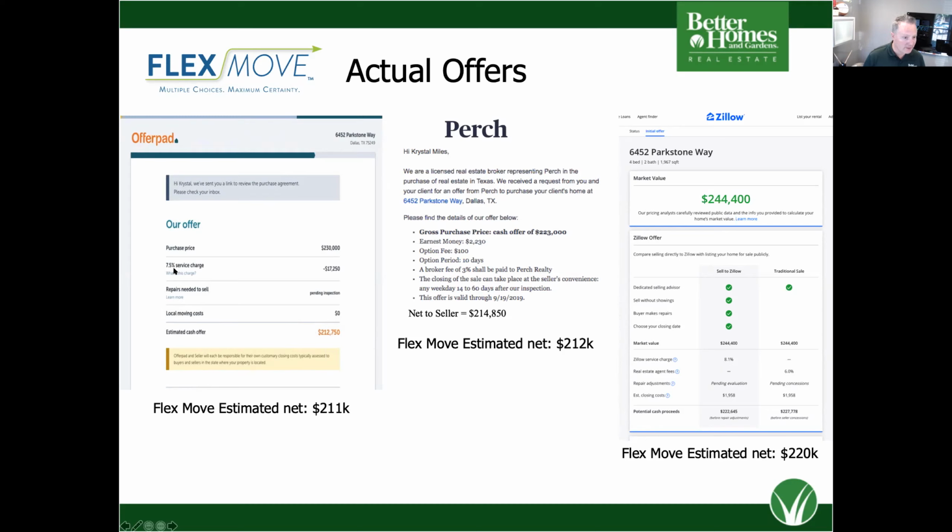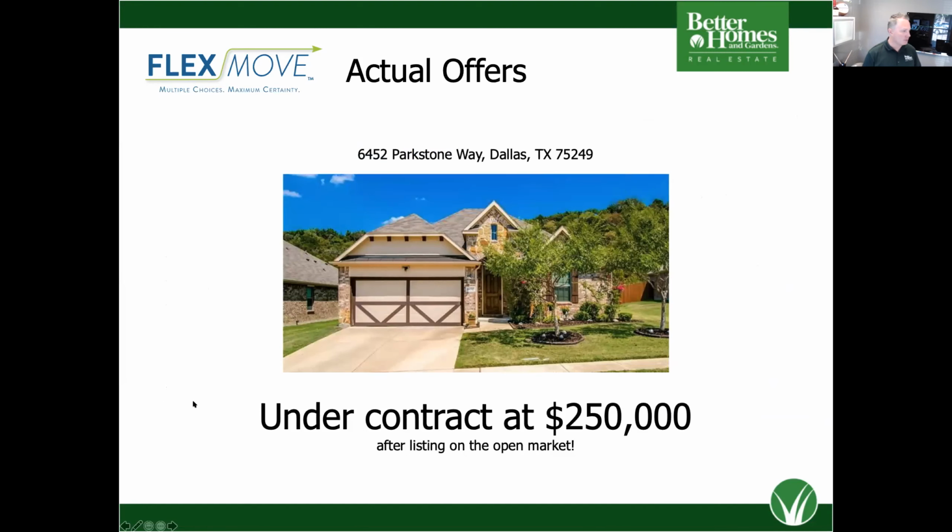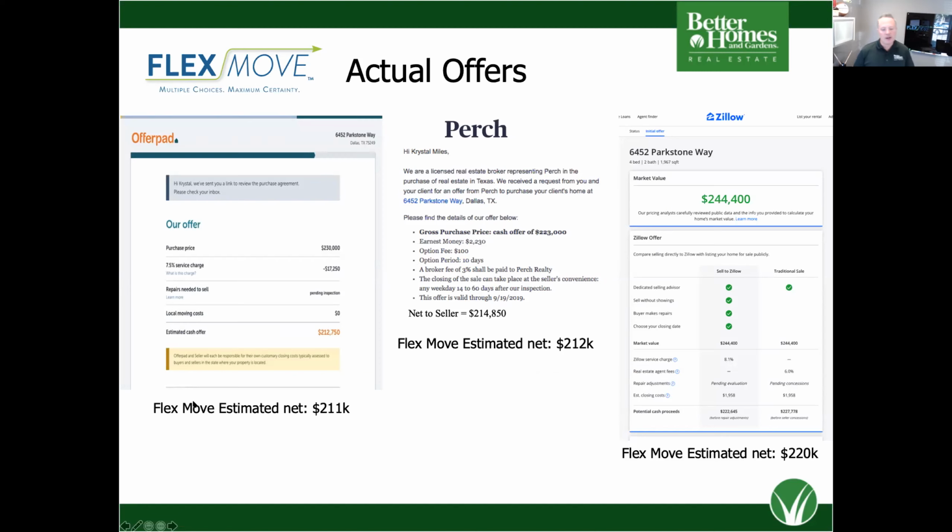Now, what is that? There's a purchase price of $230. There's a 7.5% service charge. The repairs are still pending, so this does not include repairs yet. Okay, so that number will grow, or rather this number will shrink. The estimated cash offer is $212. Well, if you remember back to when I showed you the estimator, FlexMove, our tool, estimated a net of $211. Very, very close, and that's again before cost and repairs. So that number might go down to exactly that number, depending on where those costs and repairs come out.